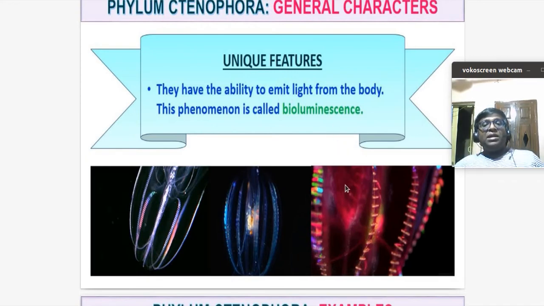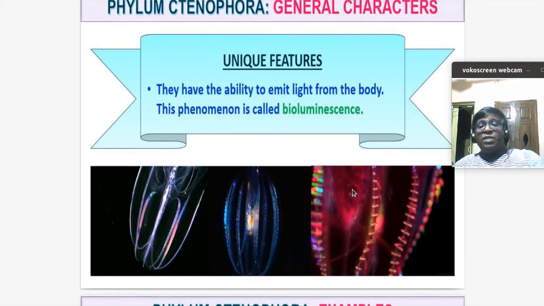So they have the ability to emit light from their body. This phenomenon we call bioluminescence. See, bioluminescence you notice mostly in organisms which are deep in the sea where light cannot reach. So most of those fishes or organisms exhibit bioluminescence. So they are found deep in the sea where light is not available. So they emit light from the body.